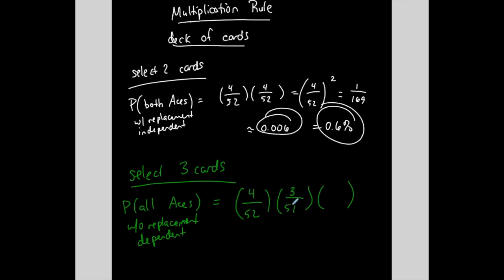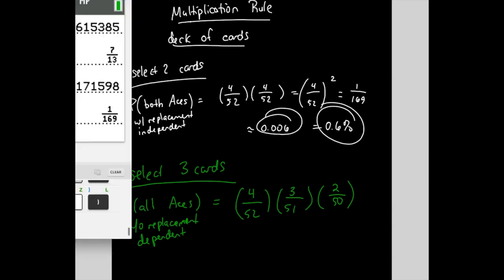There's only 51 cards left in the deck because I took one out. I took 2 out for the first 2 events. So now there's only 2 aces left out of 50 cards. So, be careful when you have dependent events. I can't simplify it the way that I did up here because each parenthesis represents a different probability, different numbers.